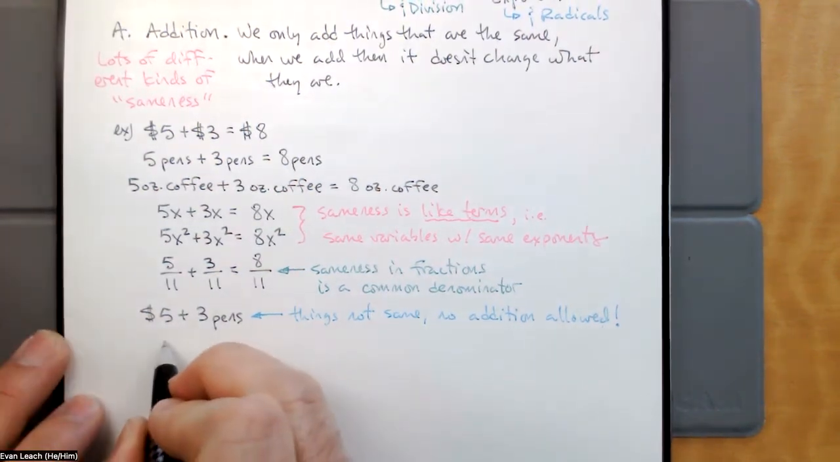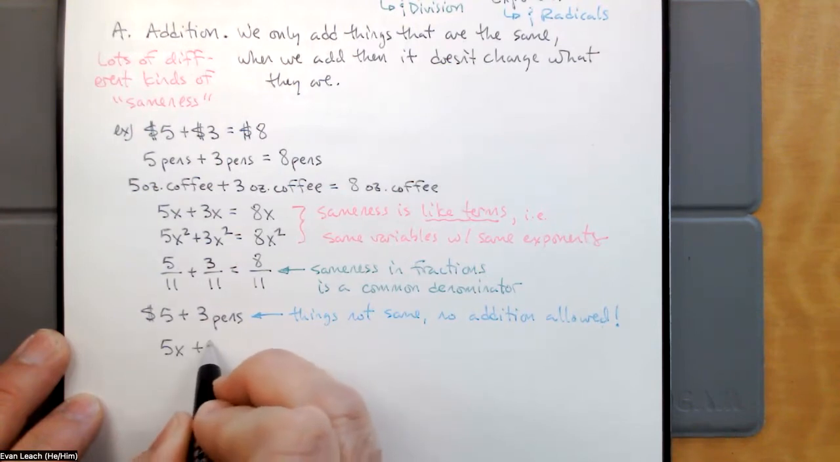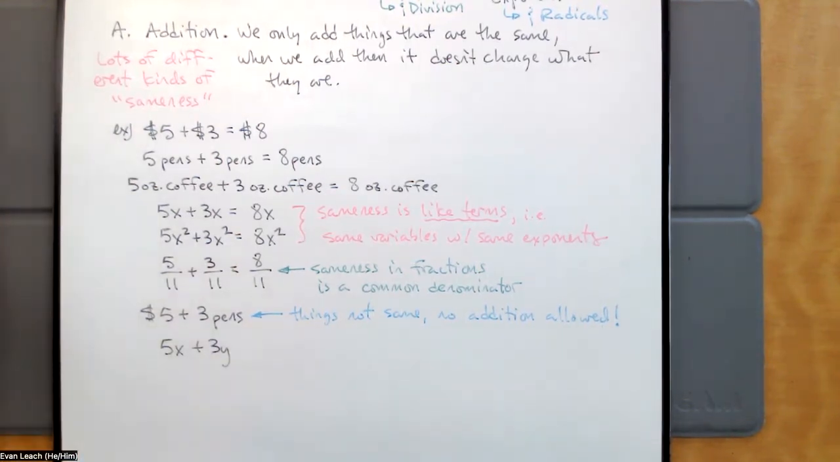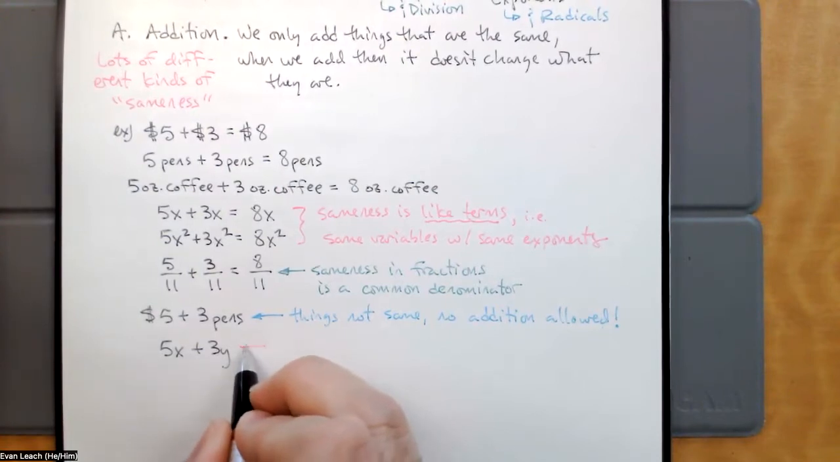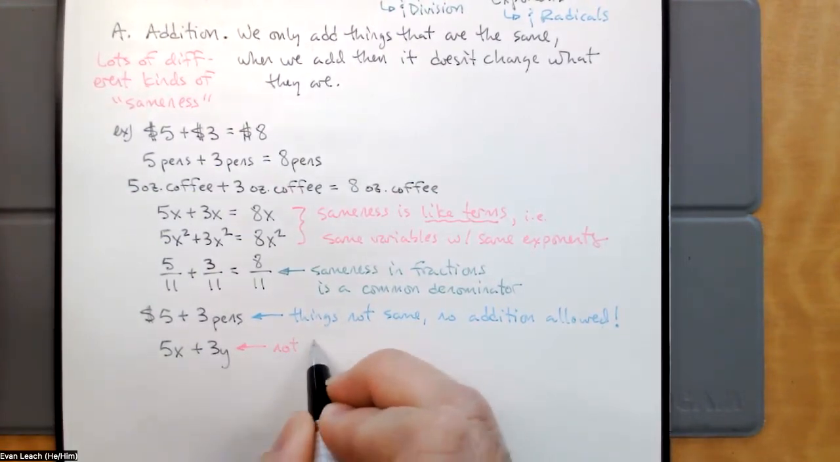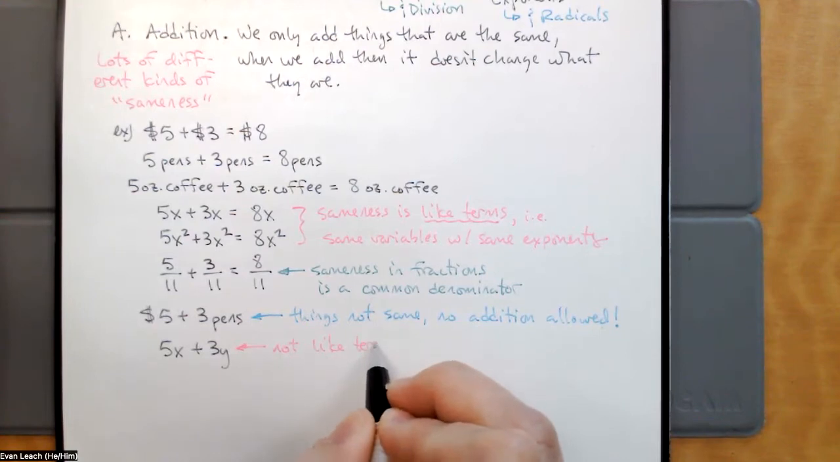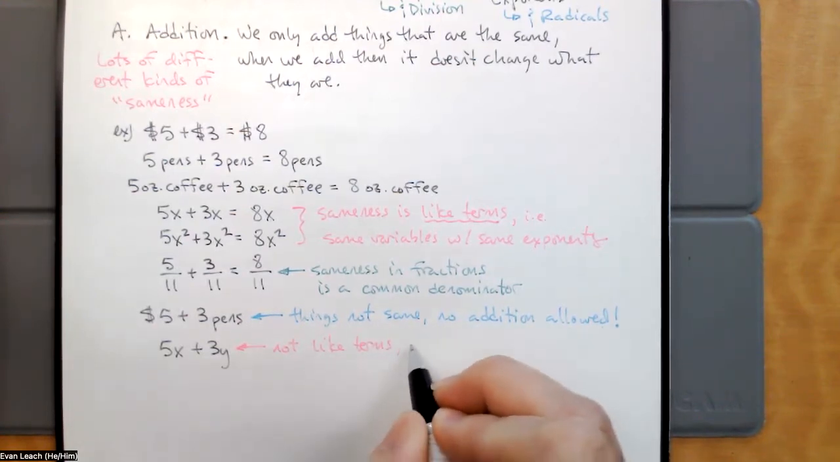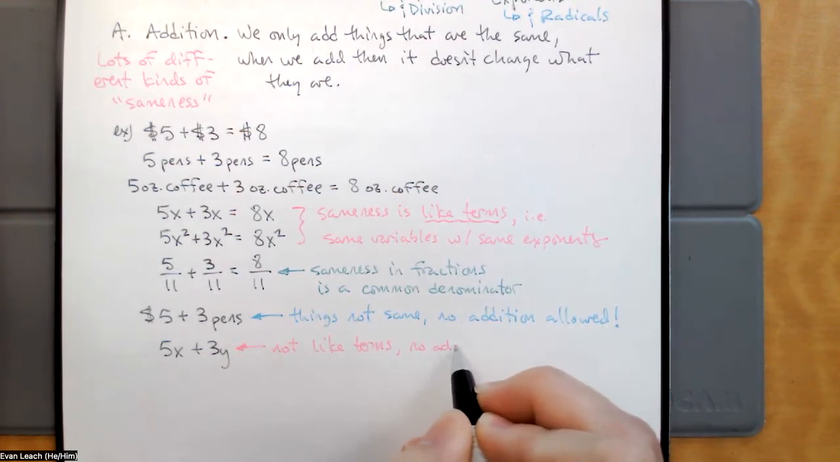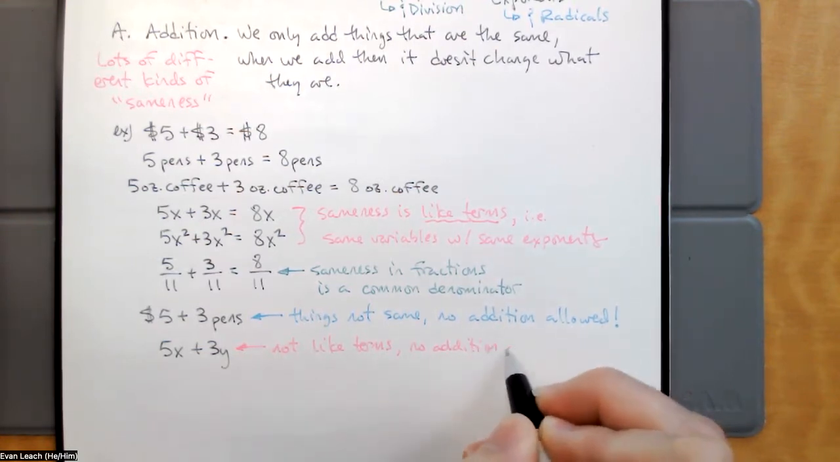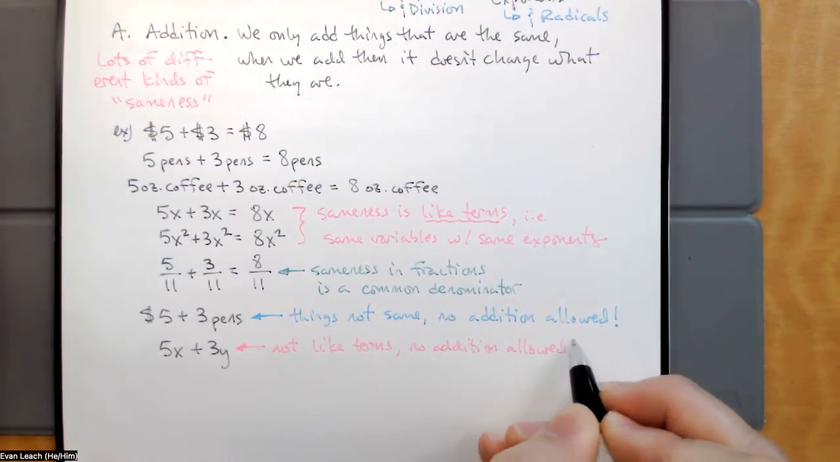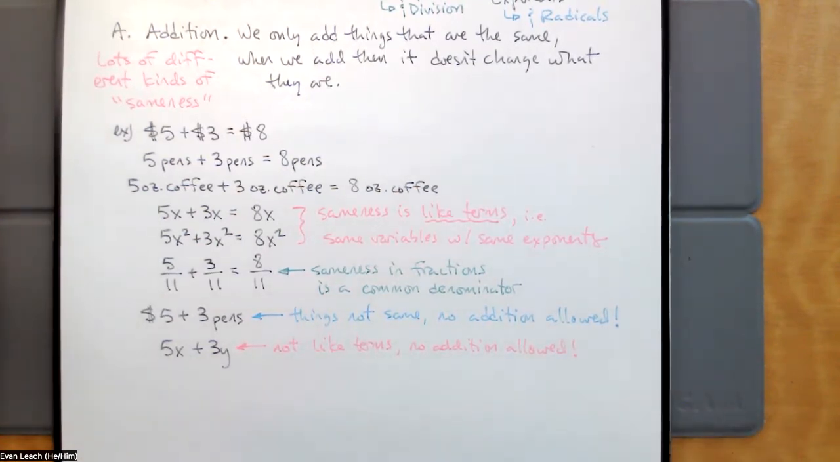If I have 5x plus 3y, do I have 8 of anything? No. I can't add these. They're not like terms. That's sameness when it comes to these algebraic expressions. We don't have 8 of anything.